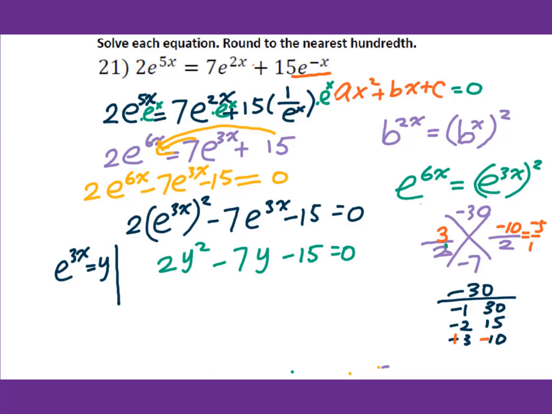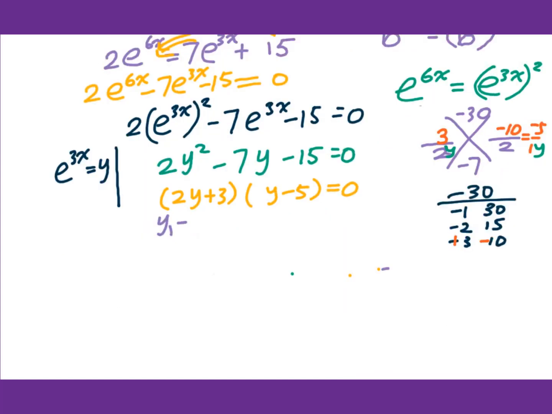Don't forget this time y is the variable. So we got 2y plus 3 times y minus 5 equal to 0. And y1 equals negative 3 over 2, y2 equals 5. Then we replug back in.